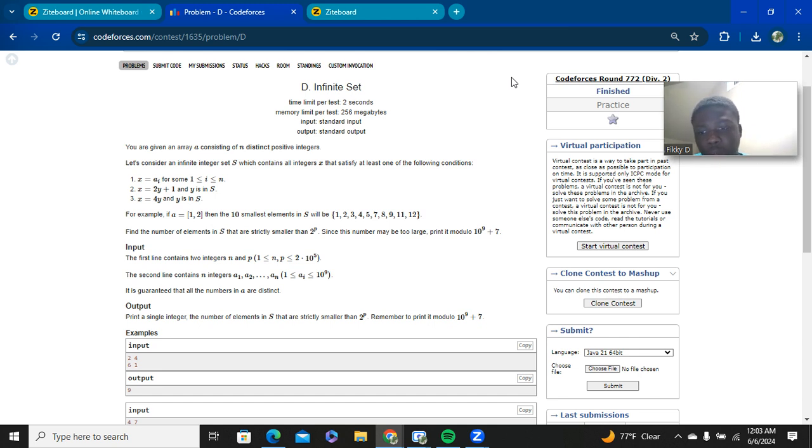So there's this one observation that honestly kind of gives it away, but it's a little tricky and a little subtle. You have to realize that when they say find the number of elements in S that are strictly smaller than 2 to the p, you can rephrase this as find the number of elements in S whose binary representation is no more than p bits long.